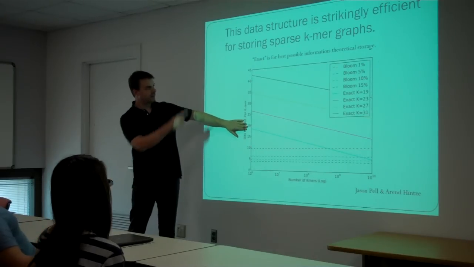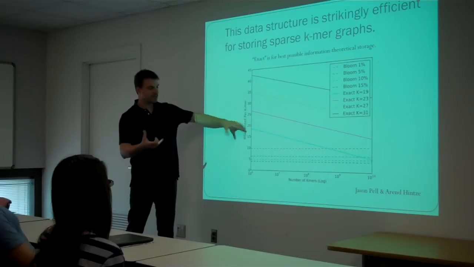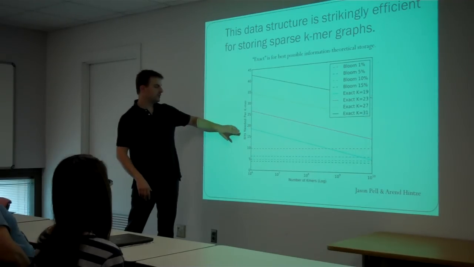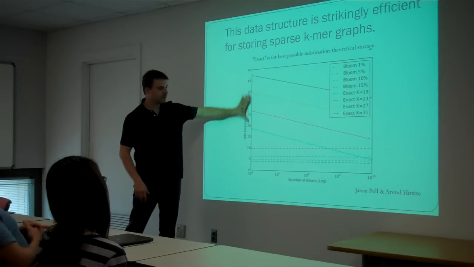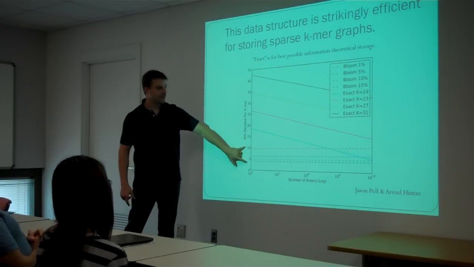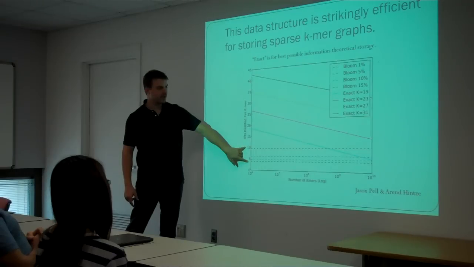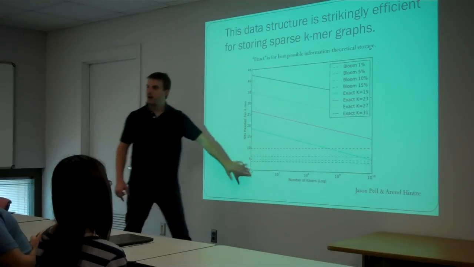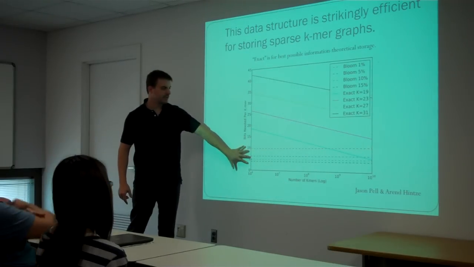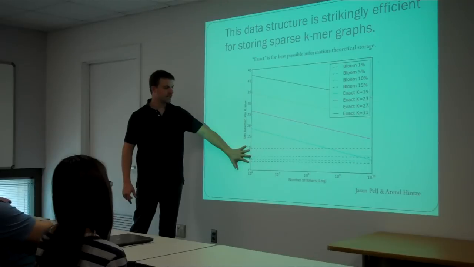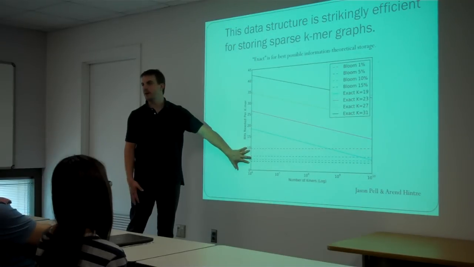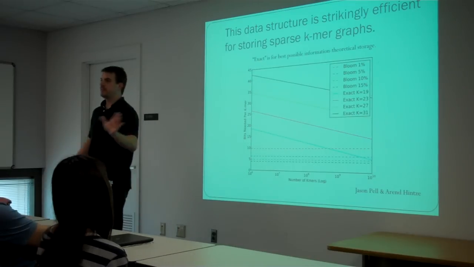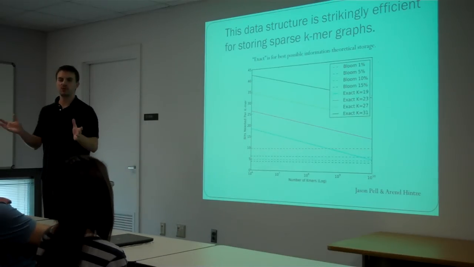So the exact is dependent on the k-mer size you use, the word size you use, because you need to store the words for collisions. And what we can show is that for a variety of different useful k-mer sizes, and for a variety of different useful false positive rates, as long as you have a relatively sparse graph, our data structure is several times better than any possible exact data structure. This, by the way, doesn't take into account any of the implementation details, right? This is just to store the information.